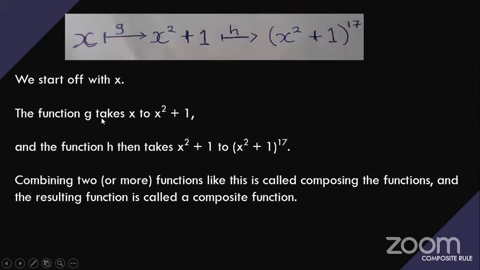The function g takes x to x squared plus 1, and the function h then takes x squared plus 1 to x squared plus 1 raised to the power of 17. Combining two or more functions like this is called composing the functions, and the resulting function is called a composite function. Let's go to the next slide for a clearer understanding.